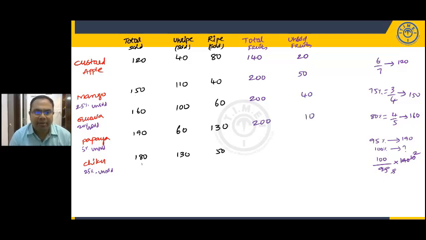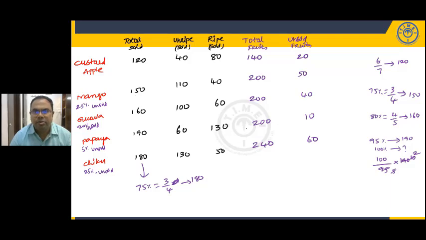Then this is 25% unsold. Sold is 75%. 3 by 4 into 1. 3 by 4 represents 180. 3 goes 60 times. 60 into 4, this is 240. Total 240 minus 180. Unsold is 60.